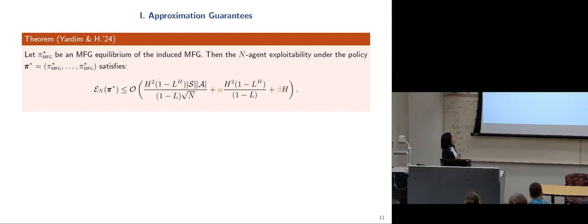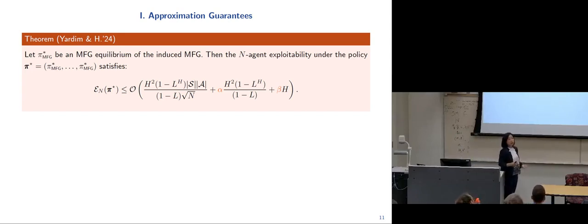If we define pi star as the mean field gain equilibrium of the induced mean field games that we constructed earlier, then we can show that if we consider this policy where all agents follow the same policy pi star, the exploitability of this policy will be bounded by these three terms here. Let me just unpack it for you.